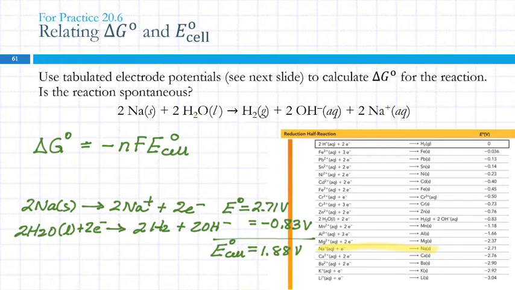So I've got E cell, and then I need to figure out what n is. n is the number of moles of electrons. And if we just look at the balanced chemical equation here, it's not obvious how many moles of electrons there are. But when we look at the half reactions, we see that it's 2 moles of electrons. So n equals 2.